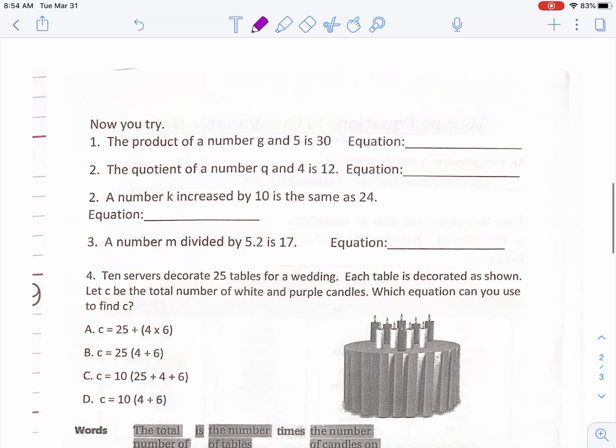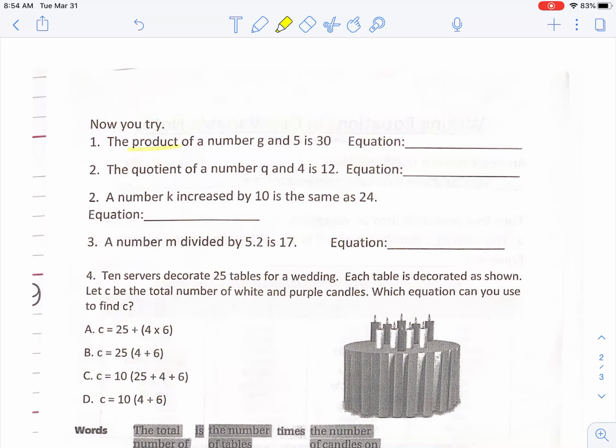Okay, let's go ahead and scooch down to the next page. Here are a few on your own. I'm going to encourage you to pause the video and try those first 4 on your own. And then you can unpause the video and we will talk about them.